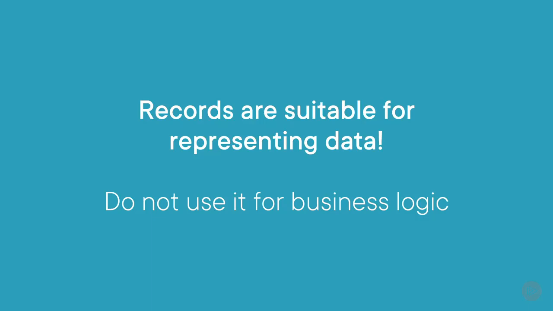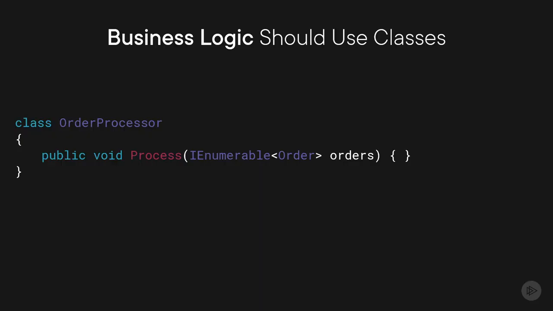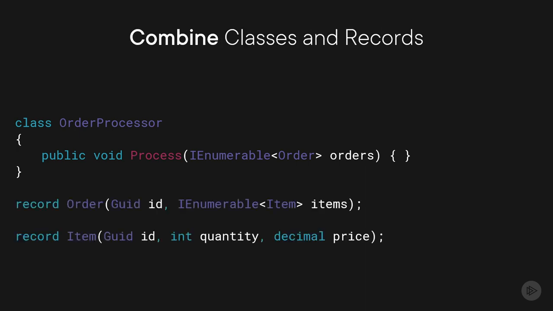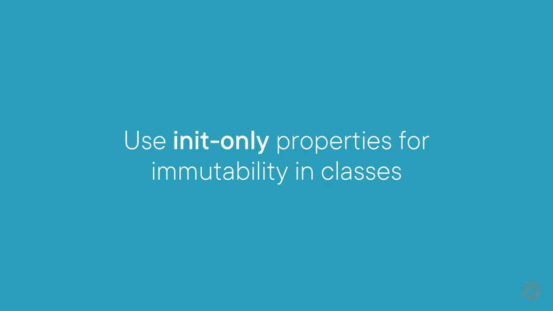A good rule of thumb is to use a record when you need value-based equality. It wouldn't make much sense to use a record for the order processor. That class contains business logic that operates on the domain models. Therefore, the models can be records while the processor is a class. If it's immutability that you are looking for, remember that you can still create classes with immutable properties by using the init keyword.